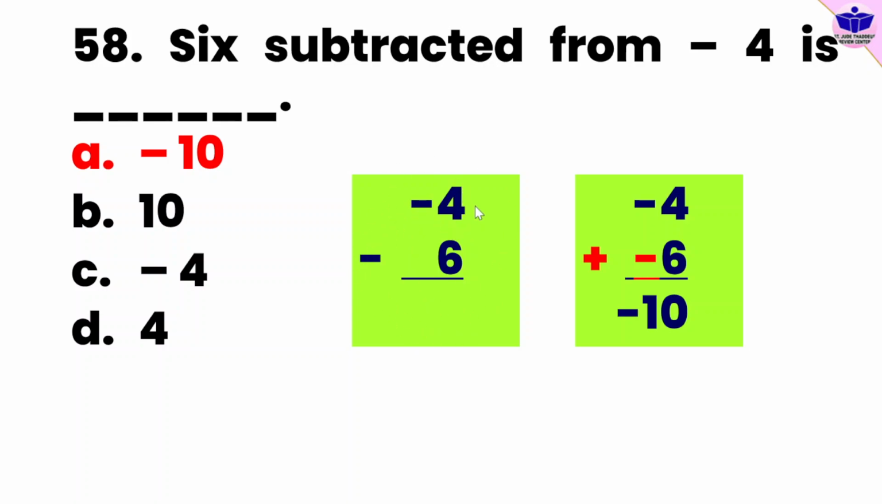What is the first rule when we subtract integers? First, we have to change the operation into addition and change the sign of the subtrahend. This is the minuend and this is the subtrahend. The minuend is negative 4, the subtrahend is 6. Change the sign of the subtrahend into its opposite sign. Since this is positive 6, we change it to negative 6. So negative 4 plus negative 6: adding two negative numbers results in a negative number, negative 10.